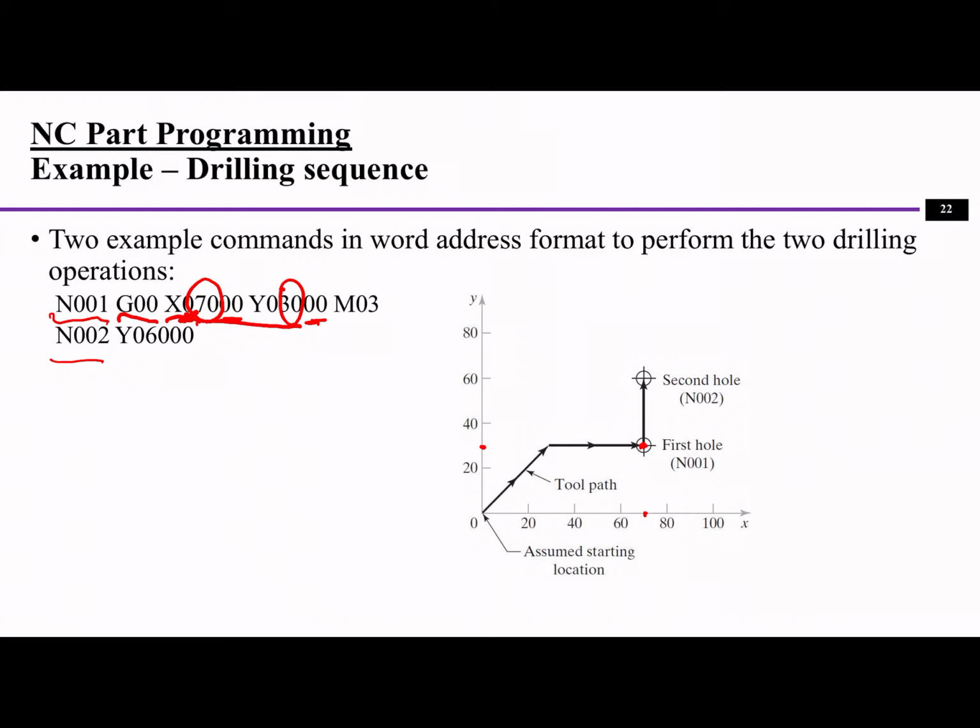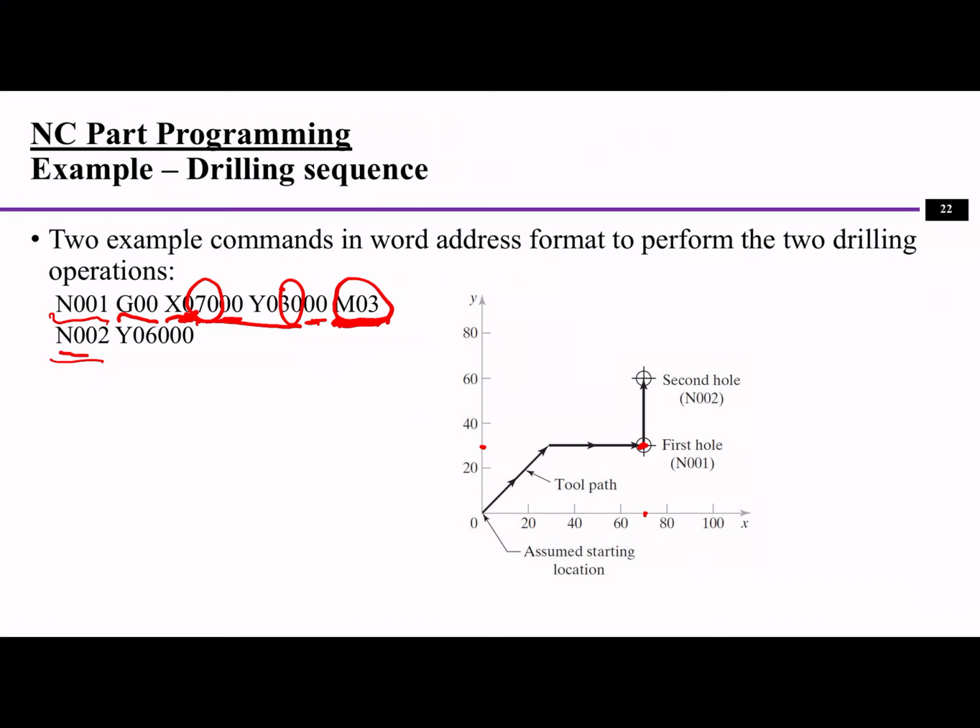And then M03. M03 means start the spindle. So when you execute this line of the program, this code, it means the machine tool will start to spin, right? The machine tool will start to spin. The drilling bit will start to spin. All right. So after it moved to this place and started to spin, what happened?